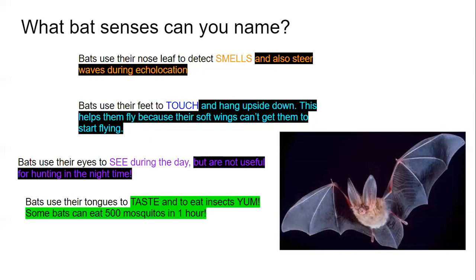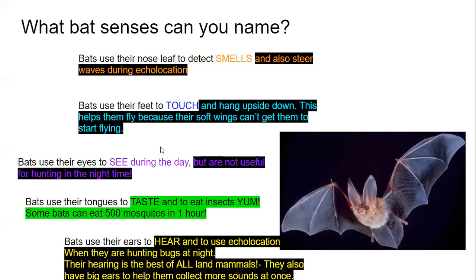And then bats, of course, use their tongues to taste insects. And so most bats can eat about 500 mosquitoes in 1 hour. Wow. And so we talked about their ears and echolocation. And so actually bats have the best hearing of all land mammals. And so why are their ears so big? It's so they can collect more waves from echolocation at one time.